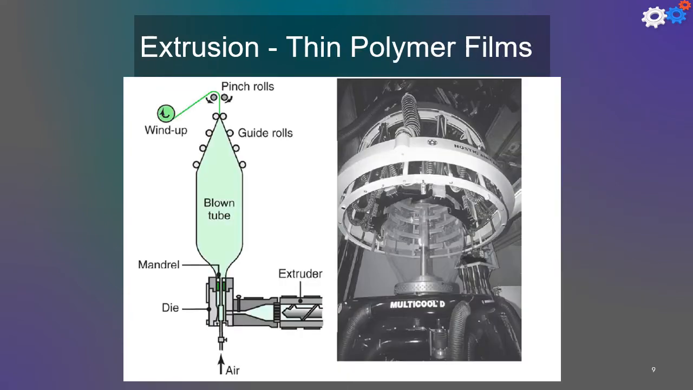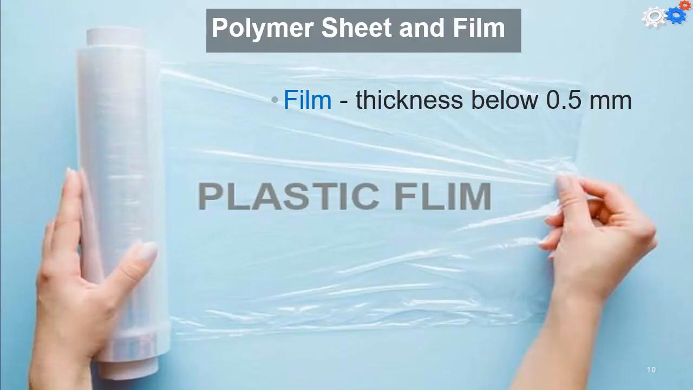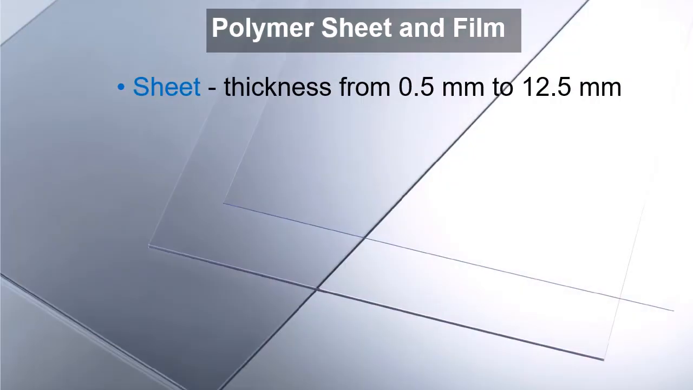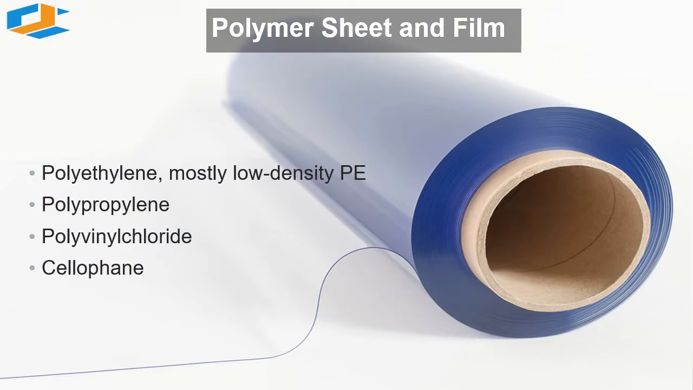Thin polymer films and common plastic bags are made from a tube produced by an extruder. The difference between polymer sheets and film is that the film thickness is below 0.5 millimeters, while for the sheet, the thickness ranges from 0.5 millimeters up to 12.5 millimeters. The materials for polymer sheets and film are mainly thermoplastic polymers, like polyethylene, polypropylene, polyvinyl chloride, and cellophane.